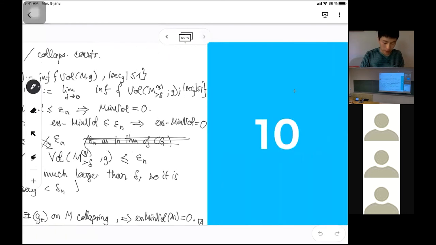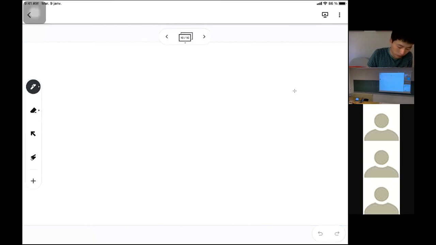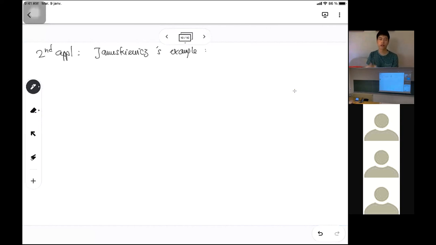All right. Second application. The second application is going to be this very strange example of Januszkiewicz that shows that the essential minimal volume and the minimal volume are truly different. Let's call that the Januszkiewicz example. So what is this example? It's a four manifold that is closed, oriented, such that the minimal volume is non-trivial, even though the essential minimal volume is zero.